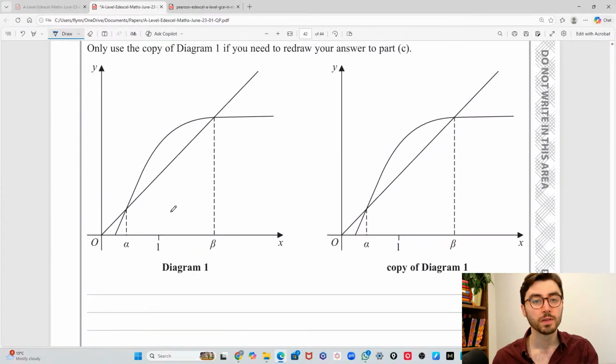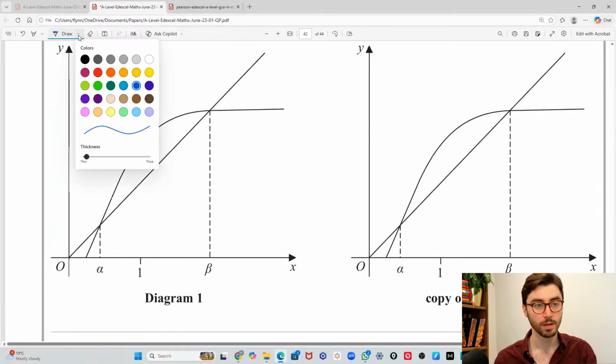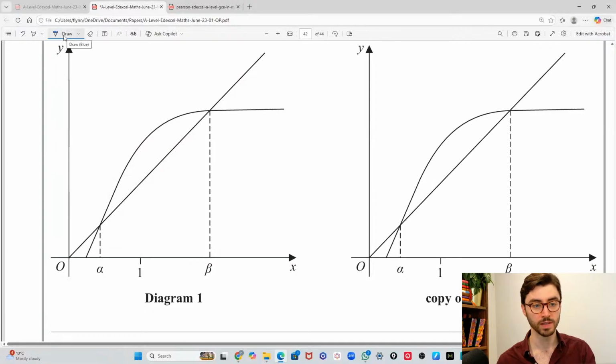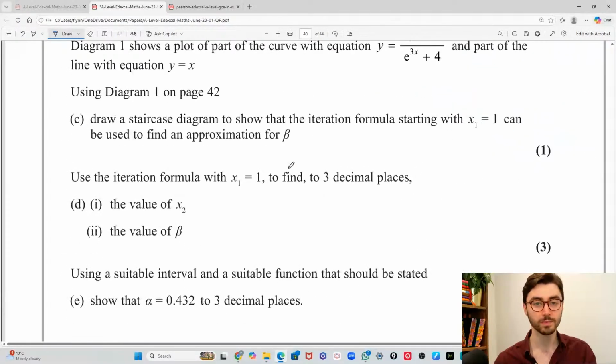Okay, there's a mantra here: vertical to curve, horizontal to line, and just do it. I can't draw perfectly straight lines on this, but whatever. You would do this with a ruler. So vertical to curve, horizontal to line, vertical to curve, horizontal to line, vertical to curve, horizontal to line. And you can see it's approaching beta, doing at least 3 steps. Great.